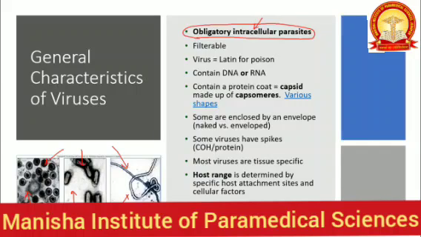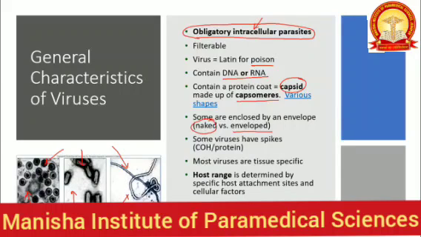They are filterable. Virus is Latin for the word poison. They contain DNA or RNA. They contain a protein coat, and the coat is known as the capsid, made up of capsomeres. These capsids are of various shapes. Some are enclosed by an envelope, some are without the envelope. Those without the envelope are known as naked viruses, those with the envelope are known as enveloped viruses.